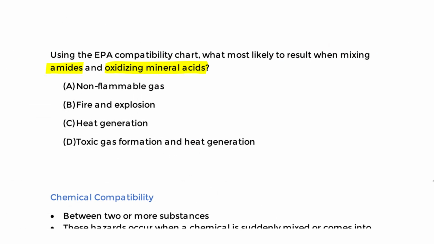So for our example, when we have amides and oxidizing mineral acids, we have not just heat generation. We know these other reactions do not occur. We had both heat generation and toxic gas formation. So it should be D. And that's it for this. Thank you.